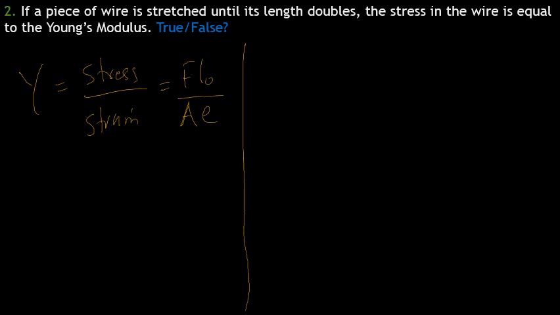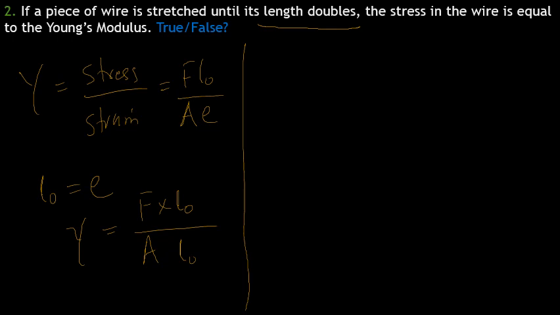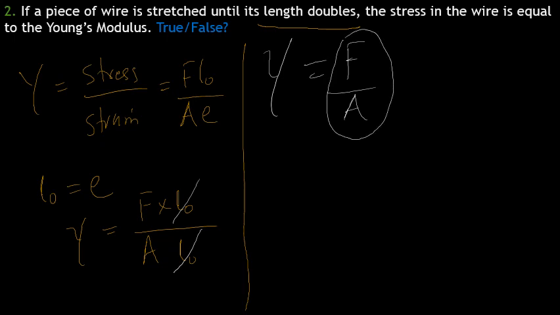Now the question says the wire is stretched until its length is doubled. So if the original length is doubled, that means the original length will be equal to the extension. So in Young's modulus, the original length and the extension are the same, so they cancel, and we are left with Young's modulus equal to F over A, and this is the stress. So Young's modulus is equal to the stress, so the answer is true.